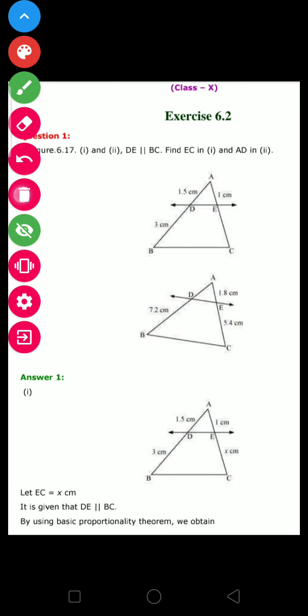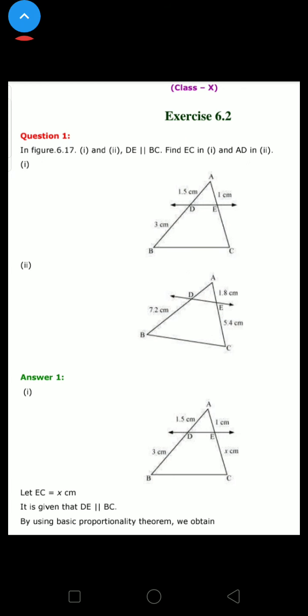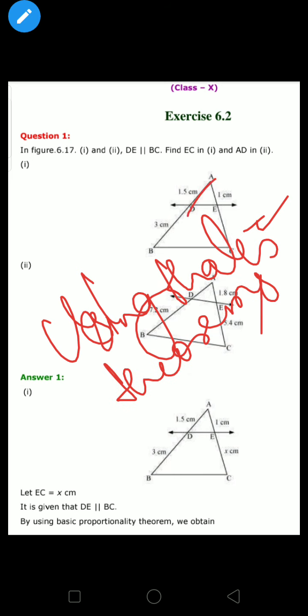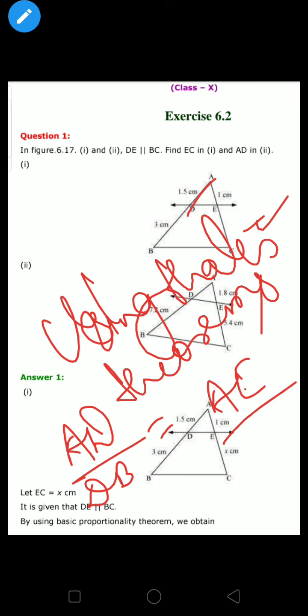Okay. Now students, look here at question number 1. What is written here, students? In the figure 6.17 as it is drawn here, DE is parallel to BC as it is given in the question, and we have to find out the value of EC. Then you will use what? Using Thaler's theorem. What I told you, students? That it will be AD upon DB equals AE upon EC.